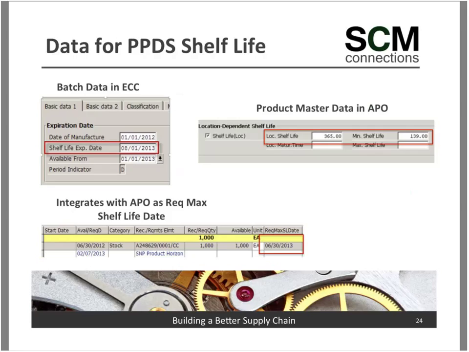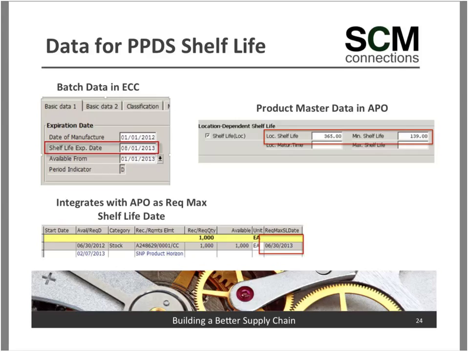So that date on the batch integrates with APO as the required maximum shelf life date, okay? So what that means is that that date is when it's going to actually expire. These slides are a little bit dated, but you'll see that that's the date that will be used for planning within the heuristic. So the heuristic will say, if that inventory is not available, if I have a requirement that's after 6/30/2013, even though I have stock available, I can't use that for my customer.